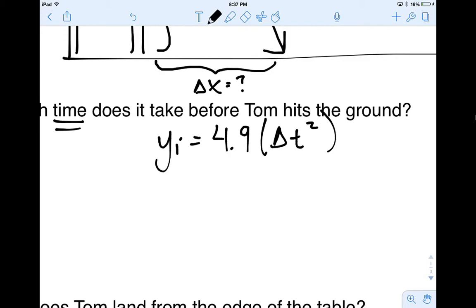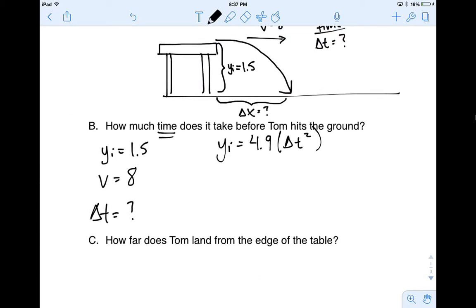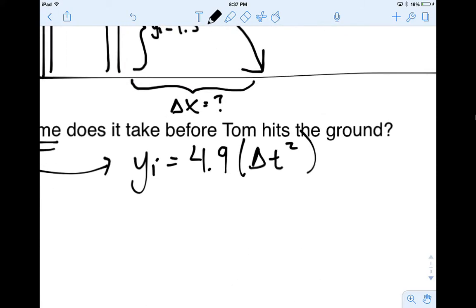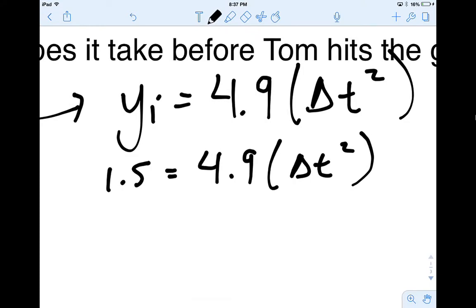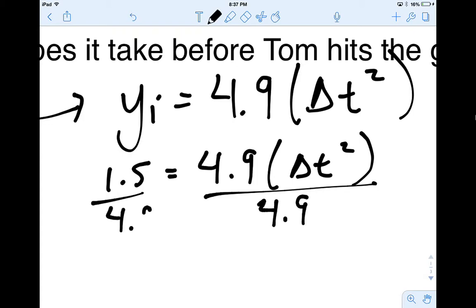It doesn't really matter if the square goes inside or outside the parentheses, guys. Now I'm going to plug in. I know that yi is 1.5. So 1.5 equals 4.9 times delta t squared. Now, one of the big mistakes I saw people make is they were subtracting 4.9. Don't subtract 4.9. You got to divide by 4.9.